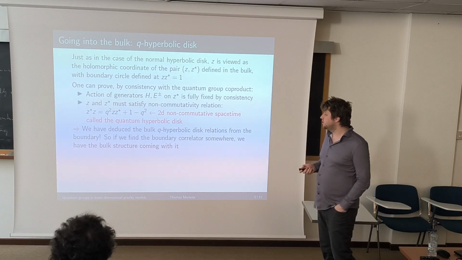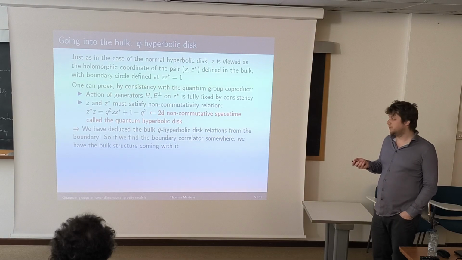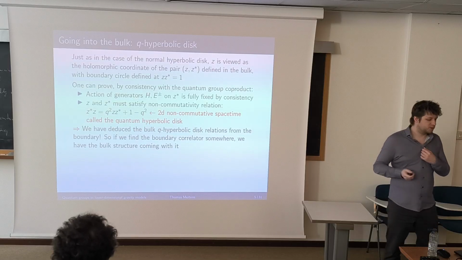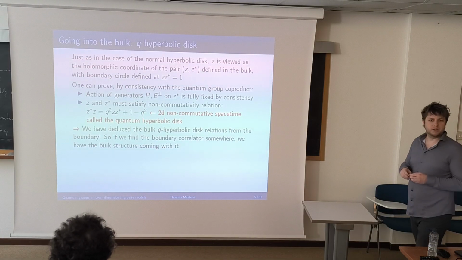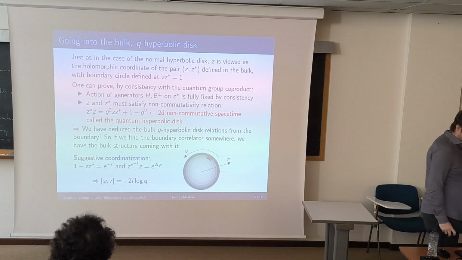So the reason that I mention these things is that you can actually just deduce this bulk, Q hyperbolic disk, from the boundary. So if we, in some model, which I will show you in a couple of slides, find this boundary correlator somewhere, we have this bulk structure coming with it automatically. So this is sort of implied by this boundary structure.